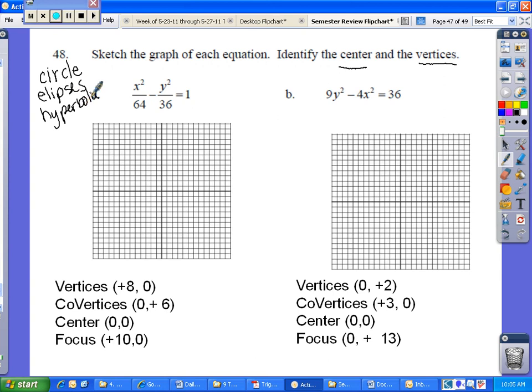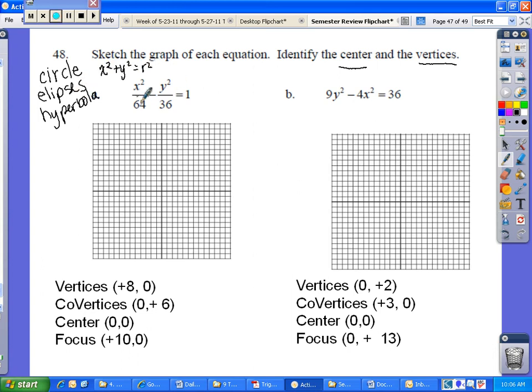Now, we did also talk about parabolas in this unit, but a parabola does not have both an x squared and a y squared. It's going to have one or the other. Now, since this has both, I know that this is going to be either a circle, an ellipse, or a hyperbola. If you remember back, a circle actually has the coefficients of both x squared and y squared the same. And it's going to be equal to something which is the radius squared. So that has the form of x squared plus y squared equals the radius squared.